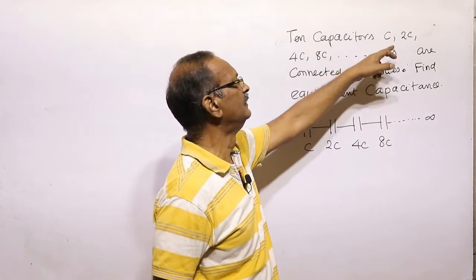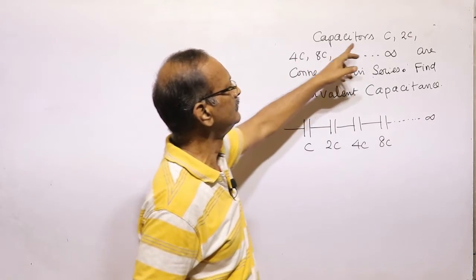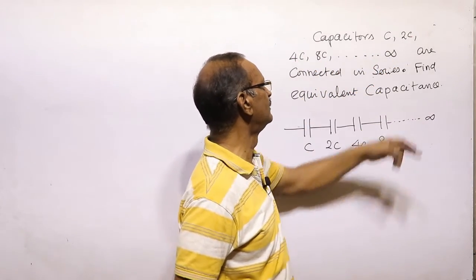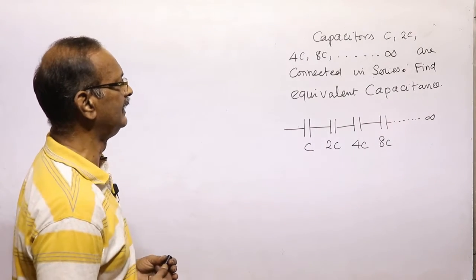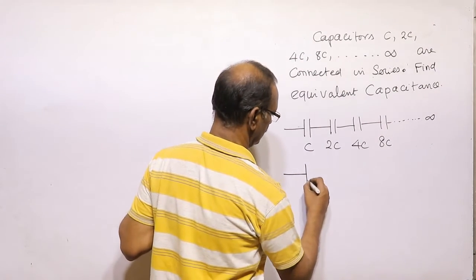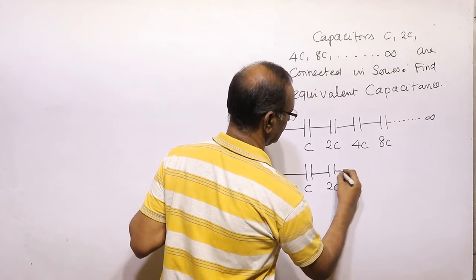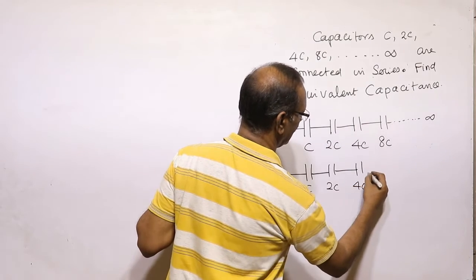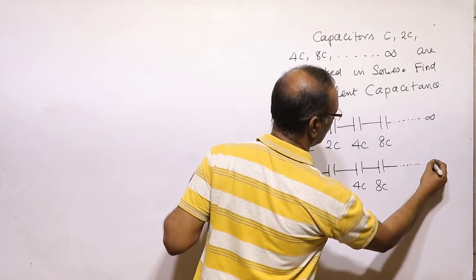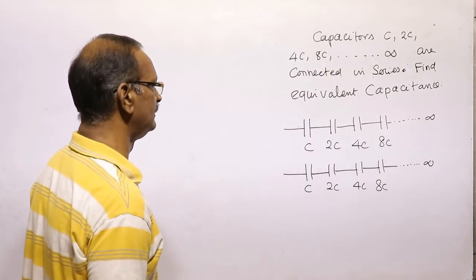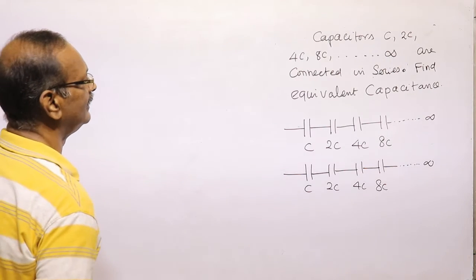Capacitors C, 2C, 4C, 8C up to an infinite number of capacitors are connected in series. Find the equivalent capacitance. It means the first one is C, the second one is 2C, the third capacitor is 4C, and the fourth capacitor is 8C, up to an infinite number of capacitors connected in series. Now, we have to find the equivalent capacitor.